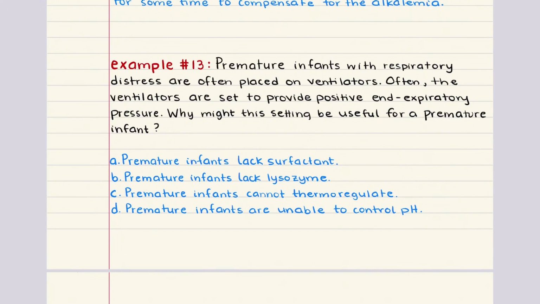So then the question becomes, how does positive end expiratory pressure help? The idea behind this is that it keeps a little bit of pressure in the lungs even after the baby exhales. So instead of the alveoli collapsing completely, they're held slightly open. And that's really important in premature infants, again, who don't have surfactant. So with that in mind, the best answer becomes really obvious. 13 is A.